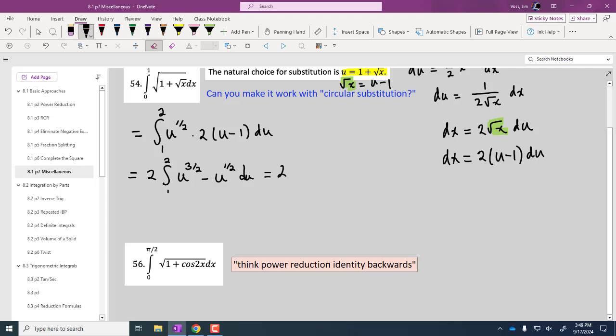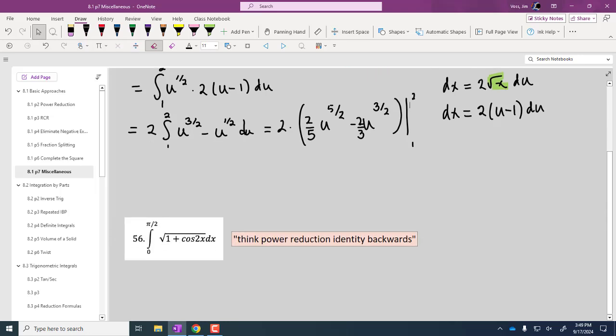So then we get 2 times u to the 5/2 times 2/5. Try to get lucky. And then minus u to the 3/2 times 2/3 from 1 to 2. Plug in the 2, and then plug in the 1 and take the difference.